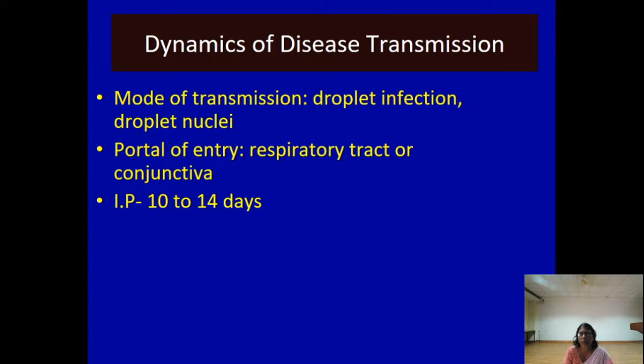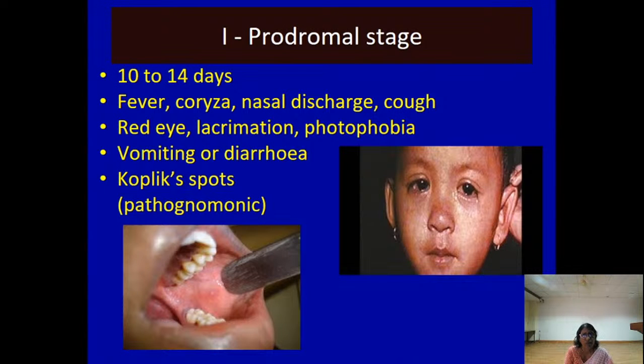And then what is the incubation period? The incubation period is up to a fortnight, 2 weeks, 10 to 14 days. Coming to clinical features of measles, the prodromal stage. I just mentioned the incubation period again here because it is very much related to our first stage, that is the prodromal stage.